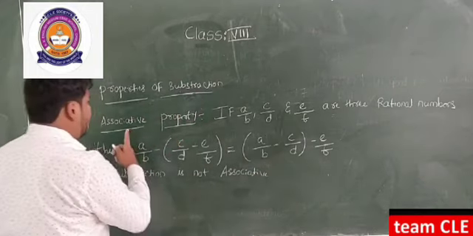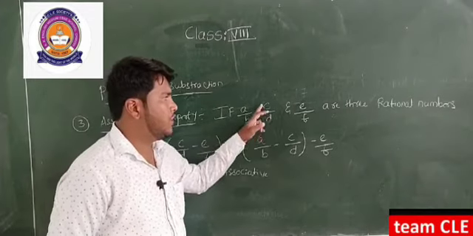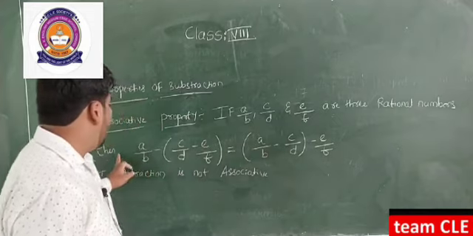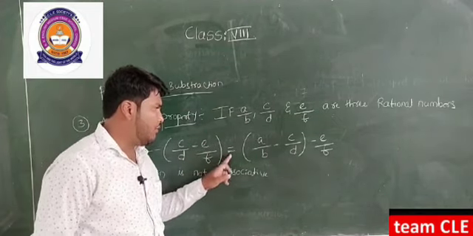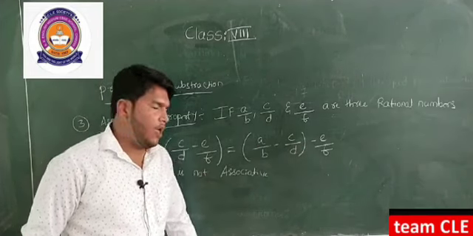So all of you note down this statement, associative property of subtraction. That is, if a by b, c by d and e by f are three rational numbers, then a by b minus of (c by d minus of e by f) is equal to (a by b minus of c by d) minus of e by f.